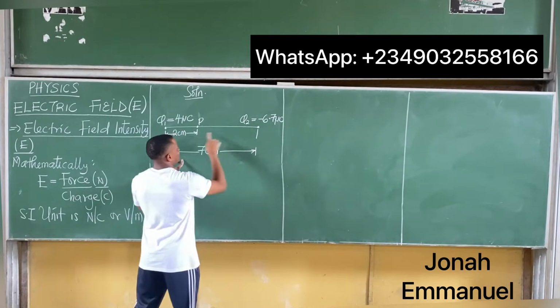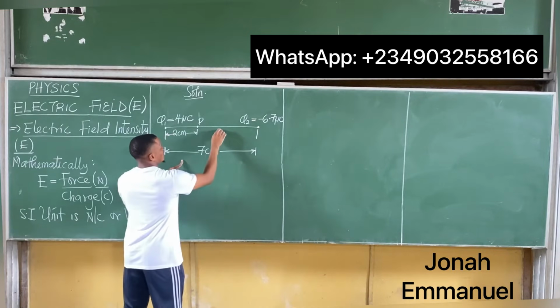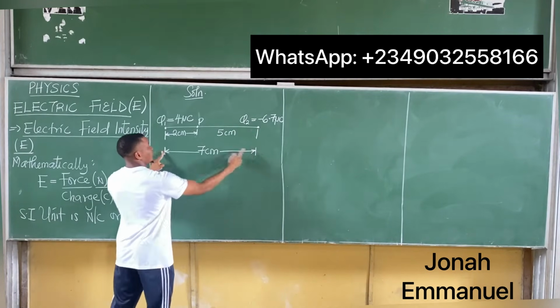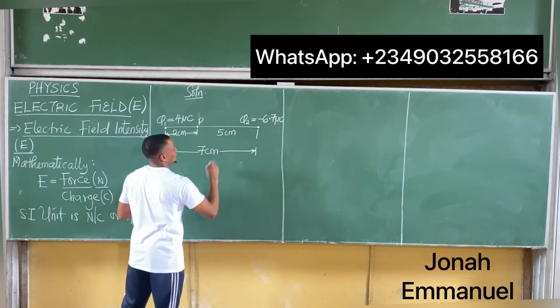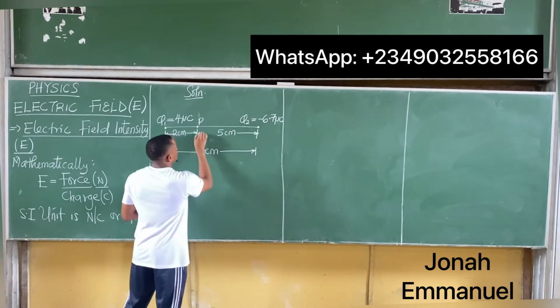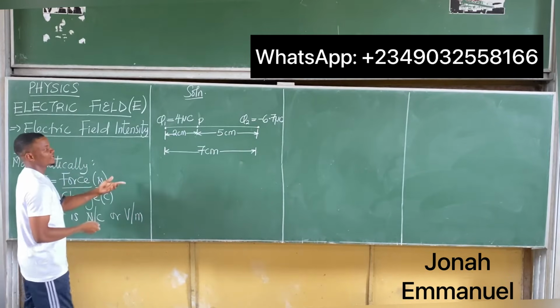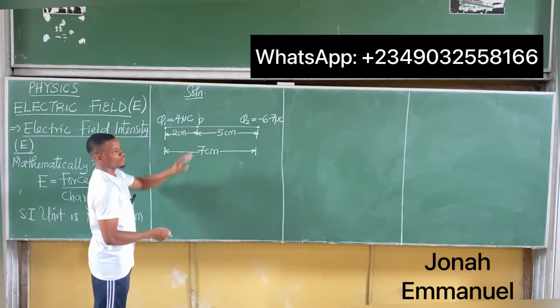The distance from here to here, of course, is obviously 5 cm, because from here to here is 7. So if here is 2, here has to be 5. I'm having 5 cm. They are now asking to find the electrical field or field intensity at this point here. What do you do? Very simple.